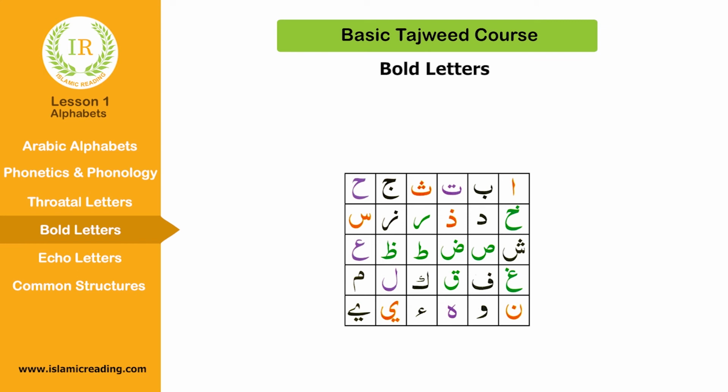Next group is bold letters, and as the name suggests, these letters are going to be pronounced bold or in a heavy sound. Look at the green letters. They are called bold letters. We'll pronounce them with the heavy sound. For example, Kha, Sad, Dad, Ta, Za, Ghain, Qaf. The Ra letter is a conditional bold letter. Sometimes it will be pronounced heavy and sometimes it will be pronounced light. We'll study this rule later in this course.